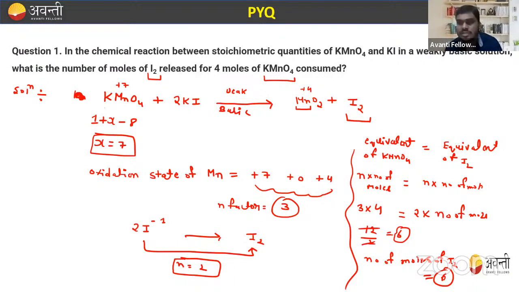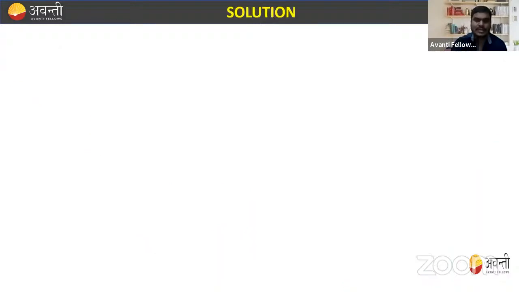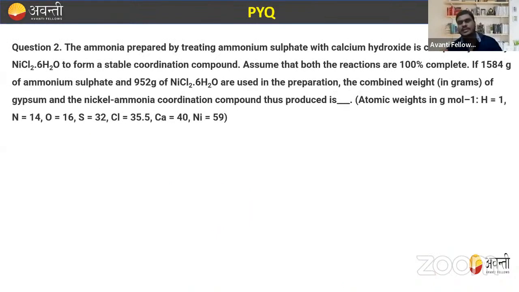Such types of questions were generally asked in your previous year examination. So this is one of them, right? Now, on a similar basis, the second question is also a PYQ question. This question also came in a previous examination. What does the question state? The ammonia prepared by treating ammonium sulfate with calcium hydroxide is completely used by NiCl2.6H2O to form a stable coordination compound. Assume that both the reactions are 100% complete.